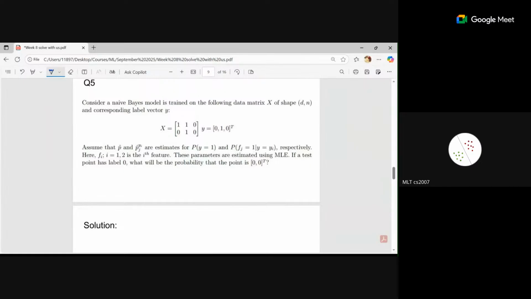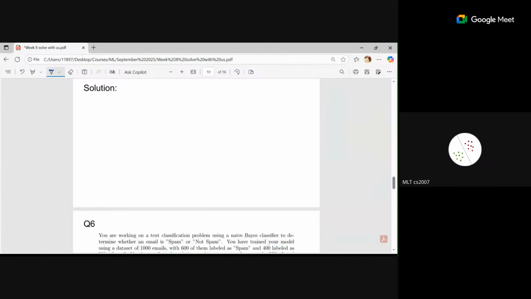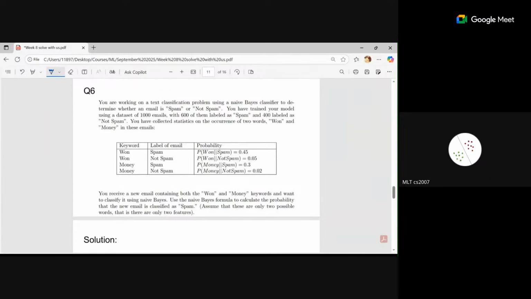Okay, so this is also very similar to what we have just seen. Let's do this. Question number 5, we can try it out. We'll share this slide. It's very similar to what we have done in the previous question.